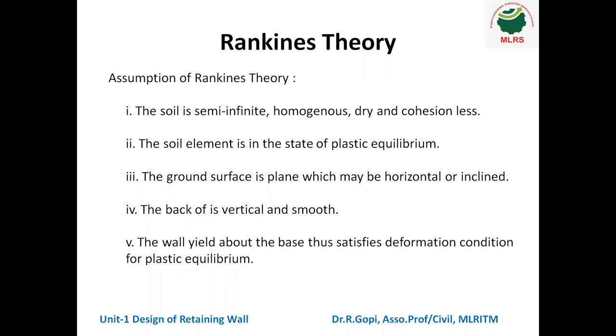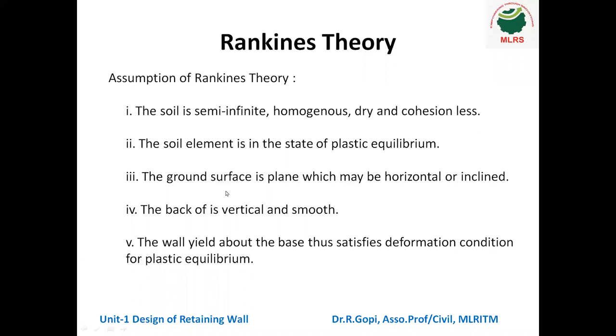The first assumption is that soil is semi-infinite, homogeneous, dry and cohesionless. The best example for cohesionless soil is sand, and homogeneous means the property is the same in all portions. Second assumption, the soil element is in the state of plastic equilibrium. It is in the equilibrium condition. It should not fail in shear or any other failure.